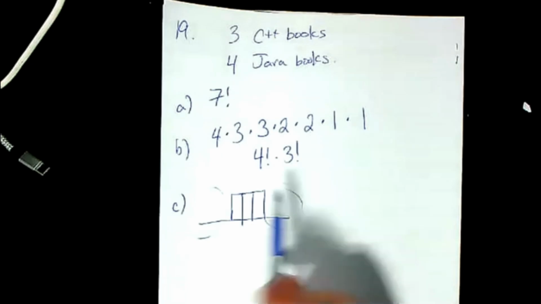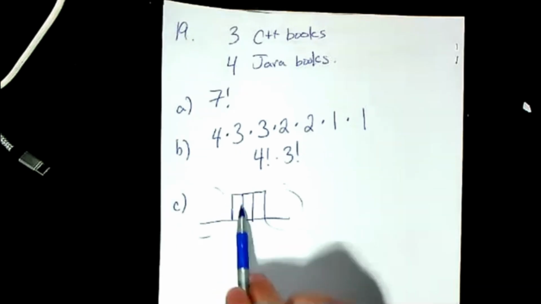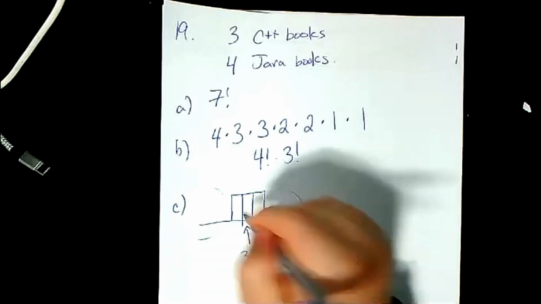Okay, so first thing I want to do, let's deal with the C++ books in the middle. Those can be permuted in any of 3 factorial ways, right? I can choose a first one, then a second one, and a third one. So there's 3 factorial ways to arrange the C++ books in the middle.